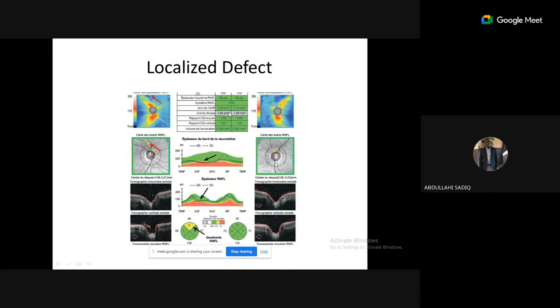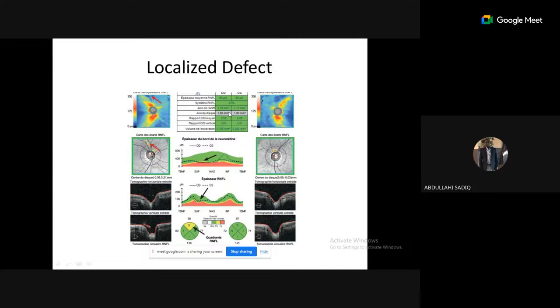Now let's look at the colors. If you look at this color toward the zero, it looks something like blue, but up there it is green. What it means is that these are thicker areas. Where you see the blue and the yellow are the thicker areas.